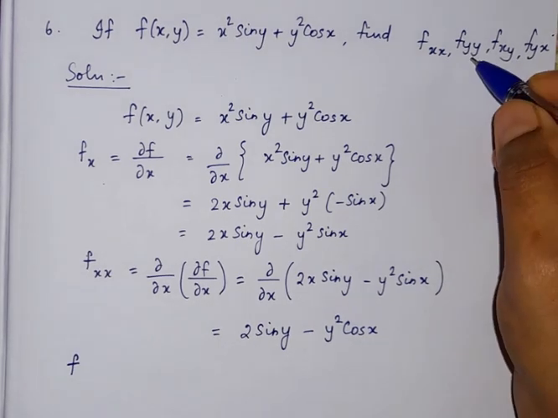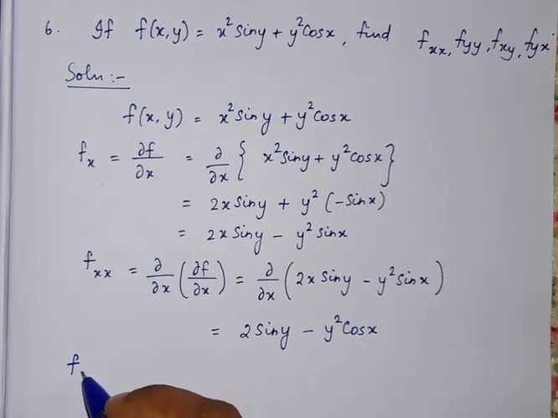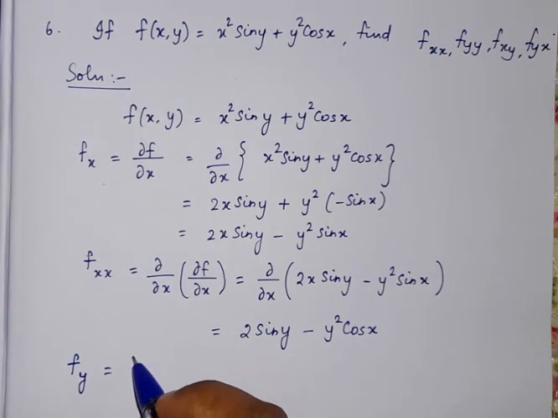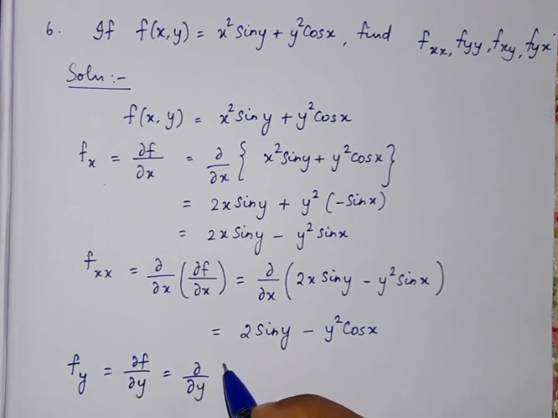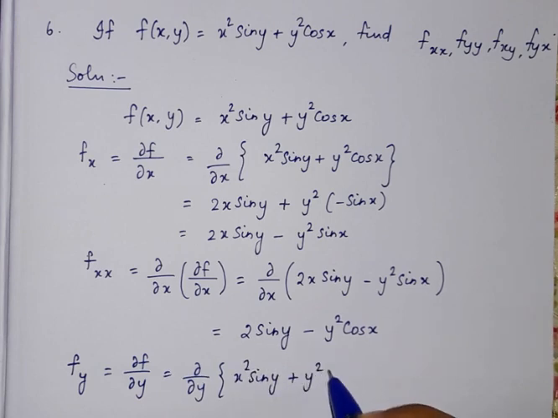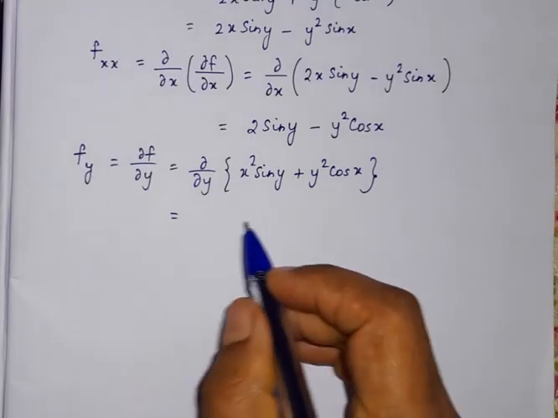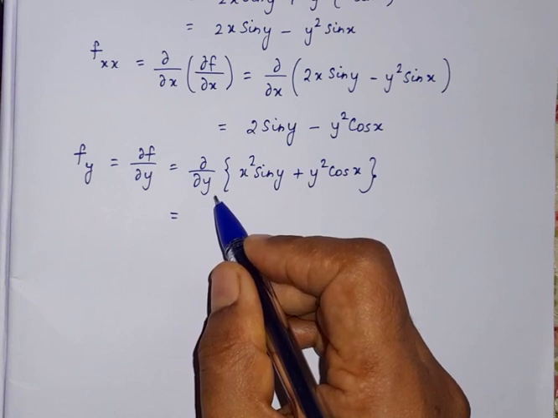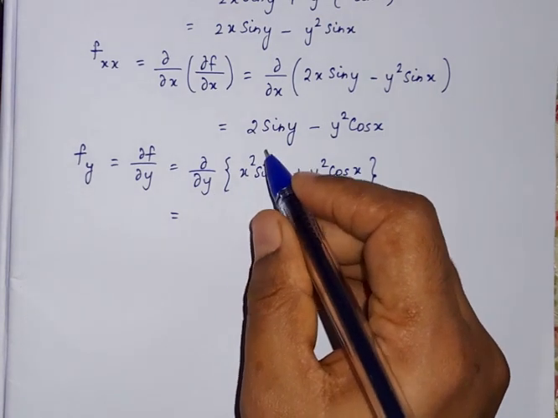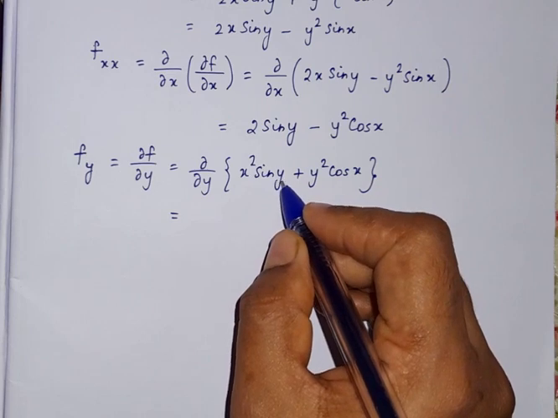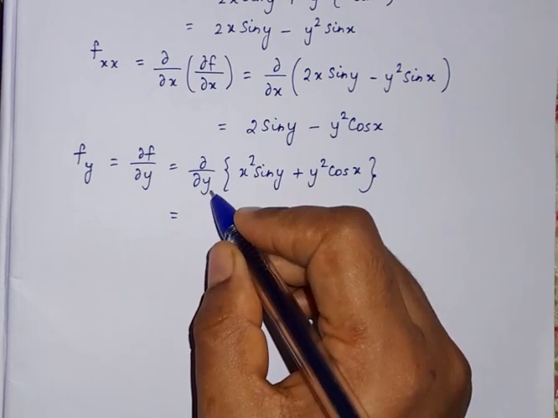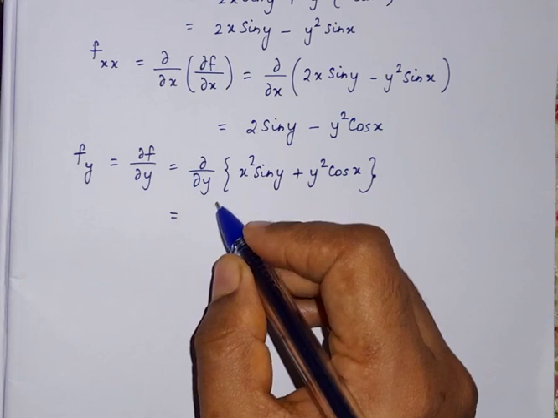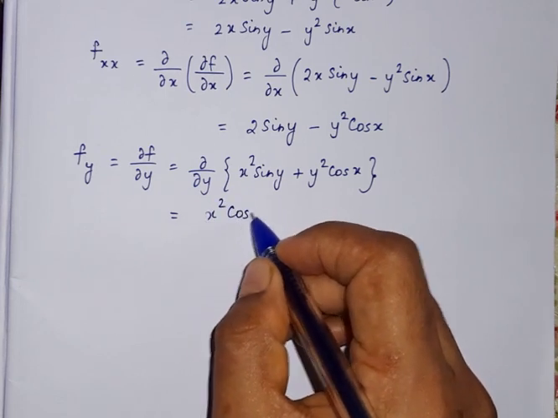Next we need fyy. For that you find fy first. Fy is equal to dou f by dou y, which is equal to dou by dou y of, instead of f we have x square sin y plus y square cos x. Now in the first term we have x square into sin y. We are differentiating partially with respect to y. So x square will be the constant, keep it as such. Sin y, when differentiated partially with respect to y, you will be getting it as cos y. So this becomes x square cos y.